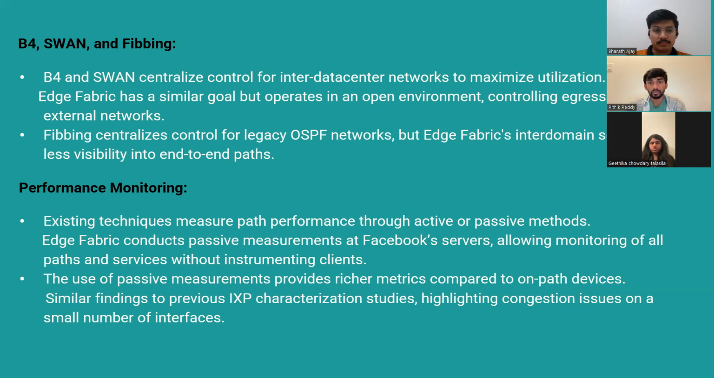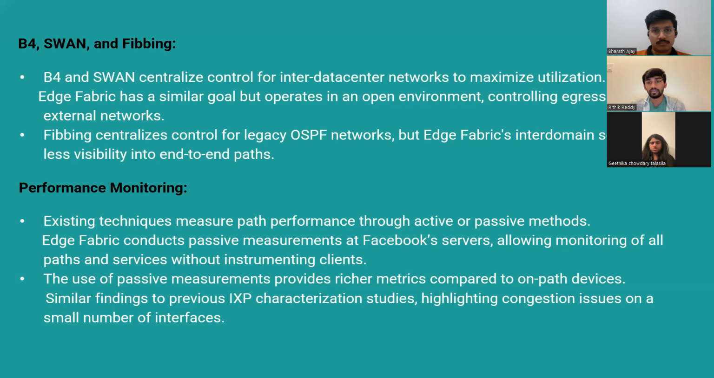So, before, Swan and Fibbing. This mainly involves routing systems. Swan is centralized control for inter-data center networks to maximize utilization. Edge Fabric has a similar goal but operates in an open environment, controlling aggregate traffic to external networks.